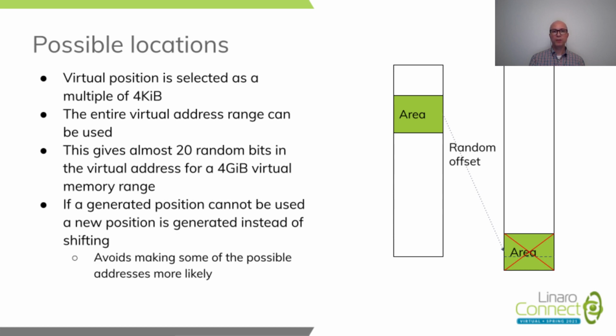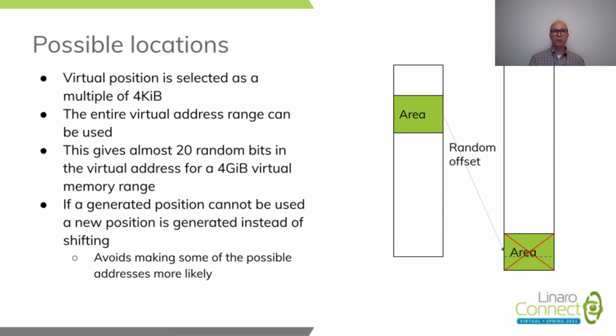If a generated position cannot be used, a new position is generated instead of trying to shift the position slightly. This is needed because we would otherwise make certain addresses more likely. For example, at the beginning and the end of the virtual address range. We do want to make the used address as hard to guess or predict as possible.